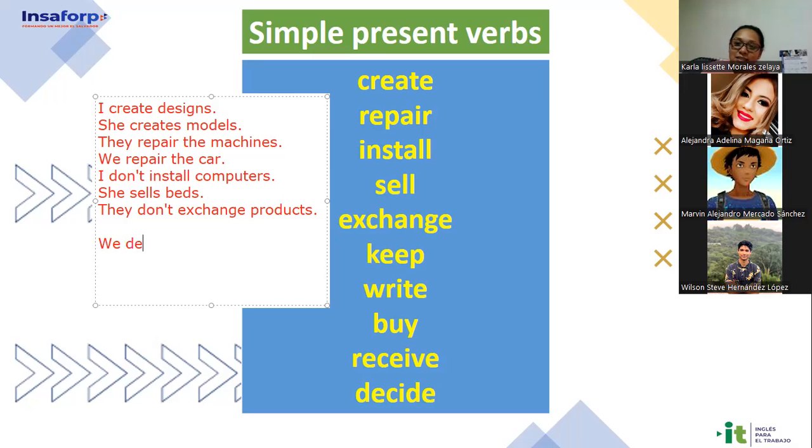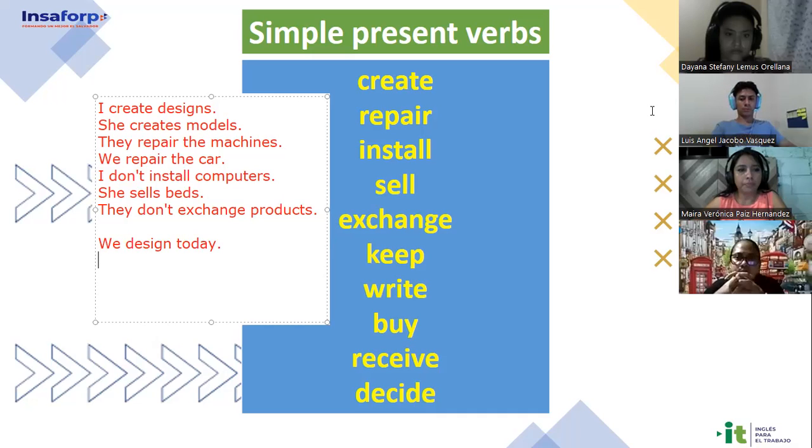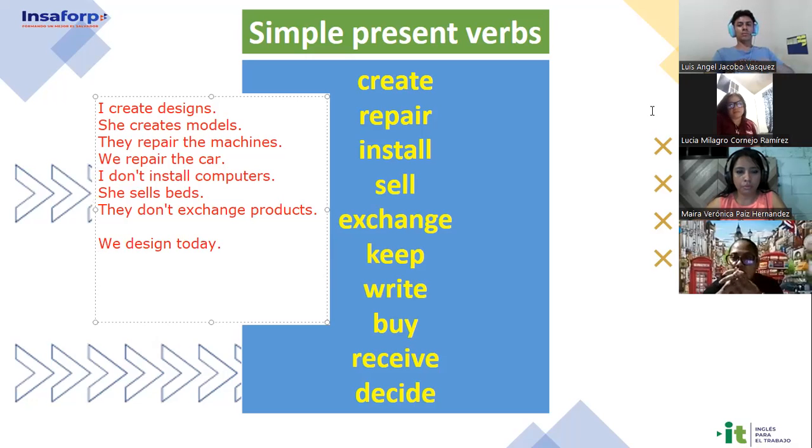We decide today. Okay, excellent. Very good. Any other example? Let me see. Diana, please, can you give me one example? I read today. That's okay. El verbo no está aquí, pero también vamos a aceptarlo, right? I read today. Yes, nice. So in this case, it is affirmative, right? Veronica, can you give me another example?